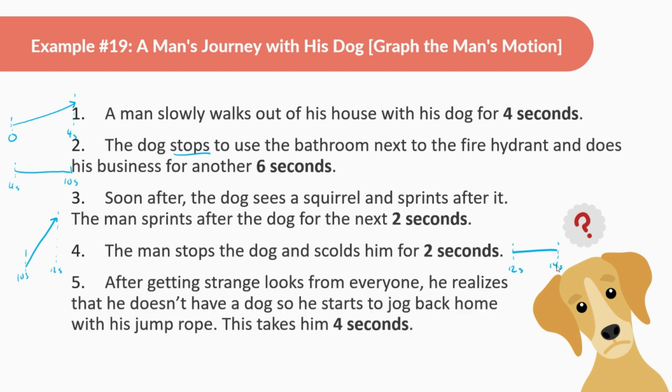After getting strange looks from everyone, he realizes that he doesn't have a dog. So he starts to jog back home with his jump rope. This takes him 4 seconds. Okay, so he should be going back home. So going back to position 0. And this is from the 12-second mark to additional 4 seconds. So this should be 16 seconds. Okay, so that's what it should look like.